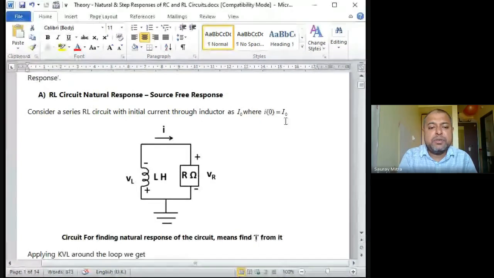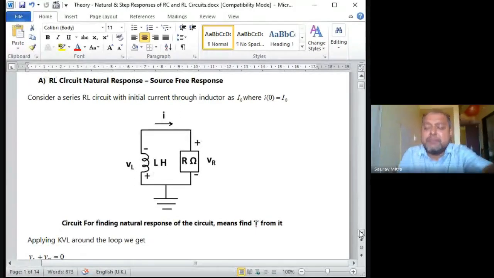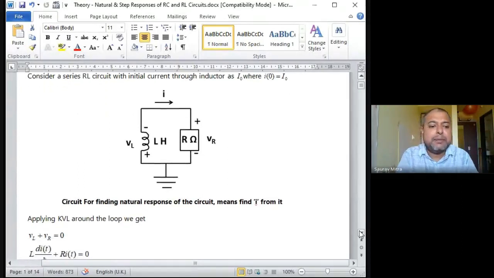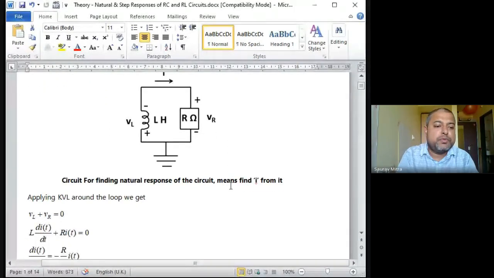Now I0 is equal to I0. So this is L, H and this is R. This voltage is called VR, and this voltage is called VL. Now this proof is not asked in the exam, but you can see it. When I upload this document, you will see this proof.